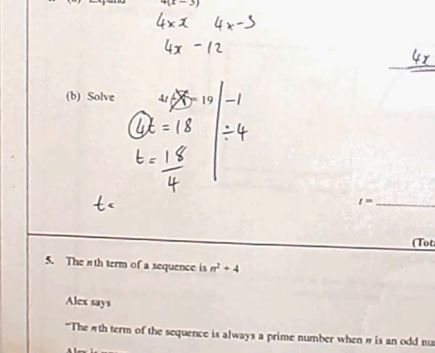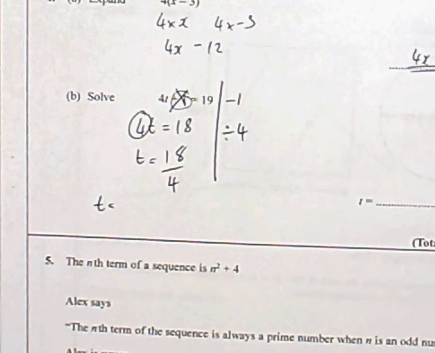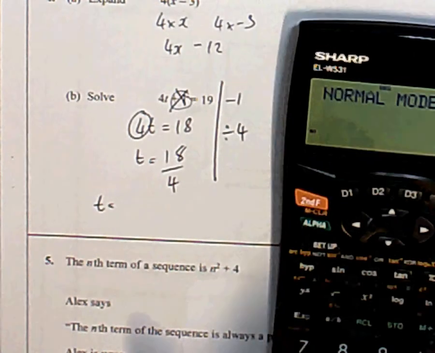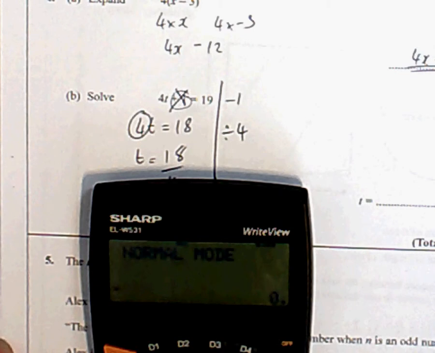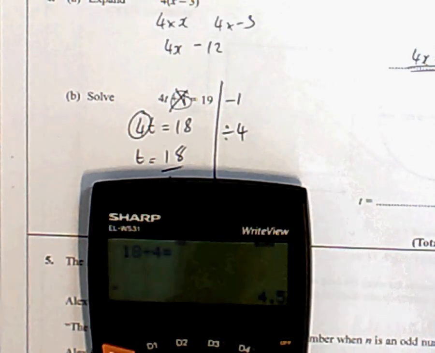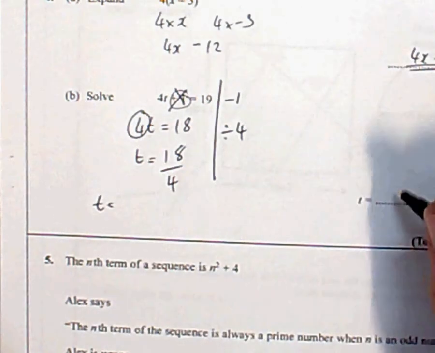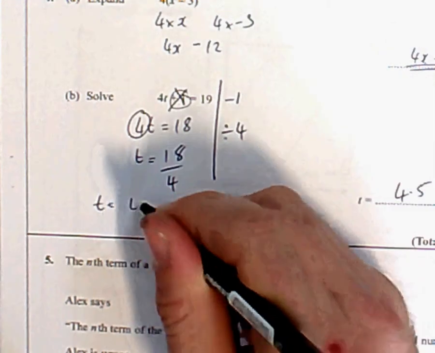It's the same as 18 over 4. Now this is going to be a decimal. You can simplify that fraction to 9 over 2, or you can use, as it's a calculator paper, 18 divided by 4, which is 4.5. Either way is fine, but if you're not sure when it's a calculator paper, use the calculator to confirm that it's a decimal.